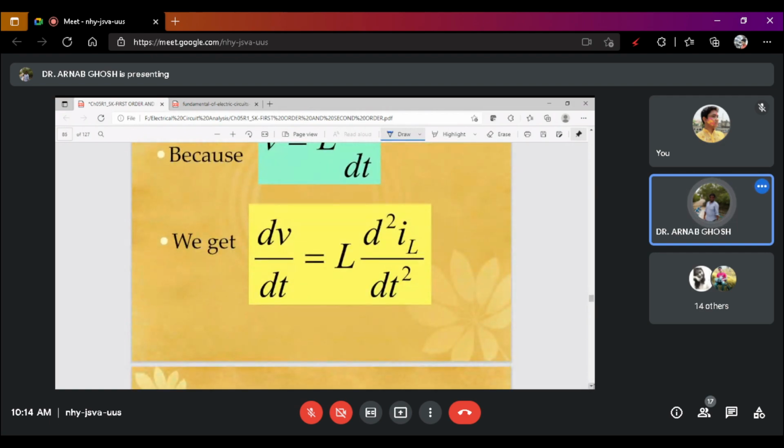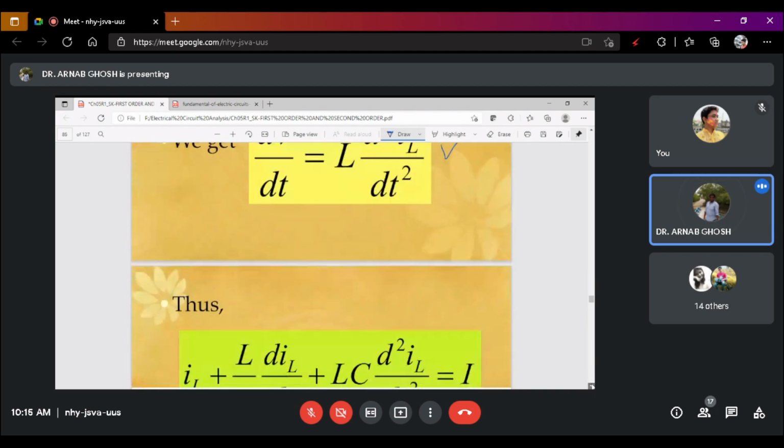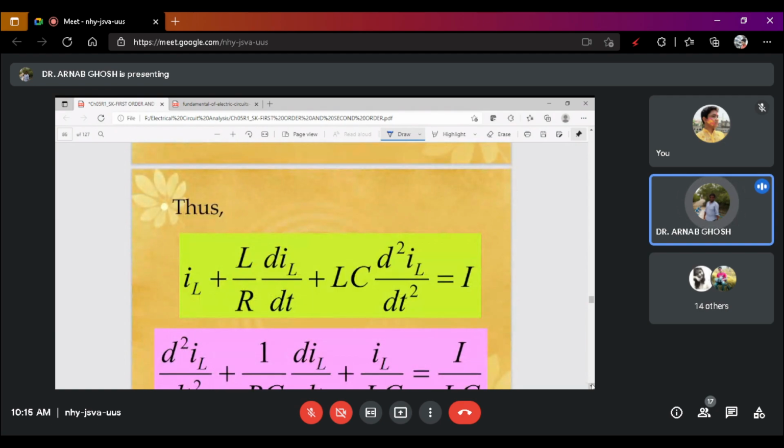Now what you have to do next? You know your V is equal to L di by dt. So what is dV by dt? dV by dt will be L d square I by dt square. So I am writing this expression.